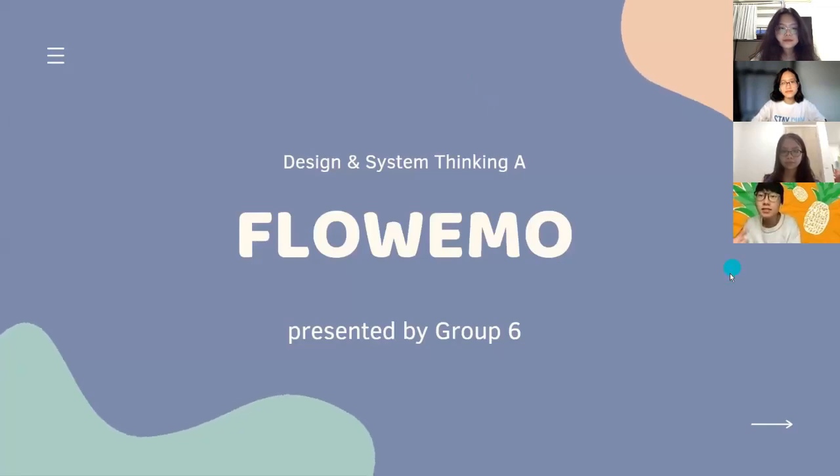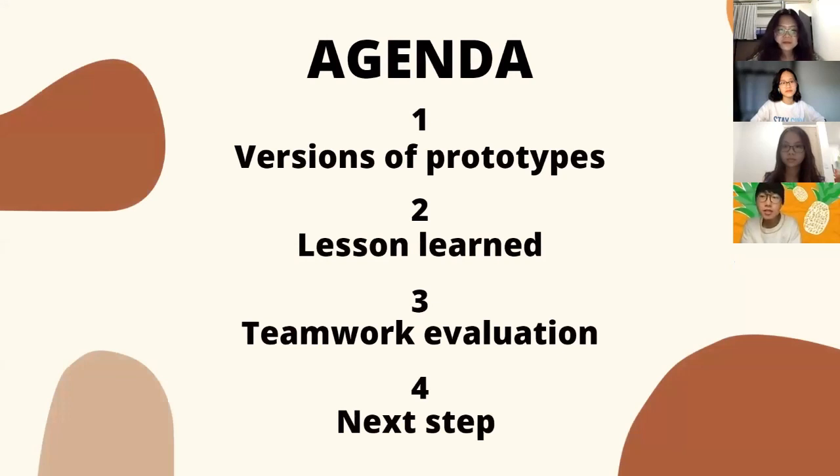Hi guys, this is Design System Thinking A, and we are group 6. Today we're going to do a group process report about our project FLOWEMO. We're going to go through 4 parts. First one is versions of prototypes. Second is lessons learned. Third is teamwork evaluation, and the fourth one is next step. So here we go.